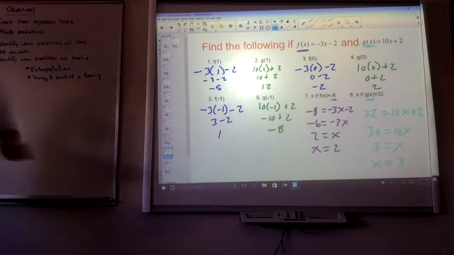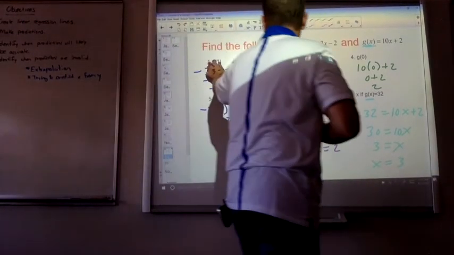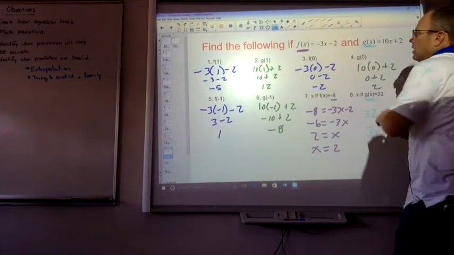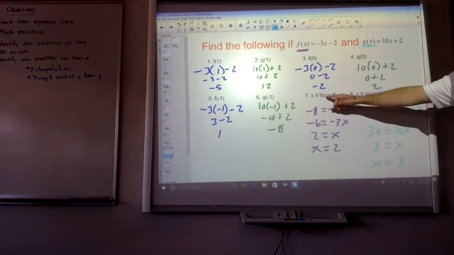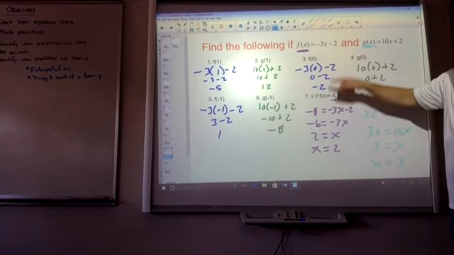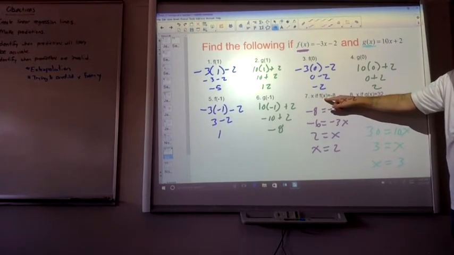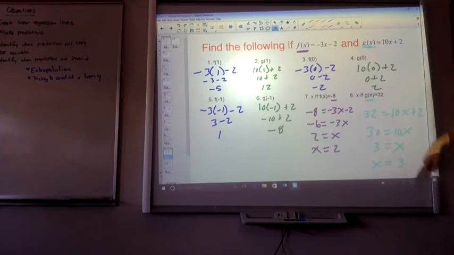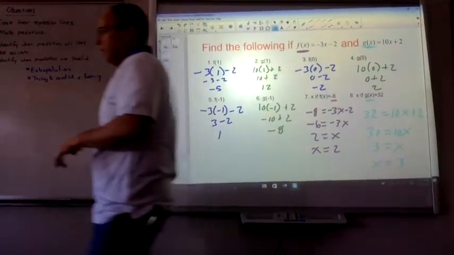So sometimes it'd be in parentheses. If you have something in parentheses, that means you're replacing the x. If it still says f at x and it equals a different number, look, f at x is equal to -3x minus 2. So now we're saying that f at x is equal to -8. So we're replacing f at x with -8, or g at x. Okay?